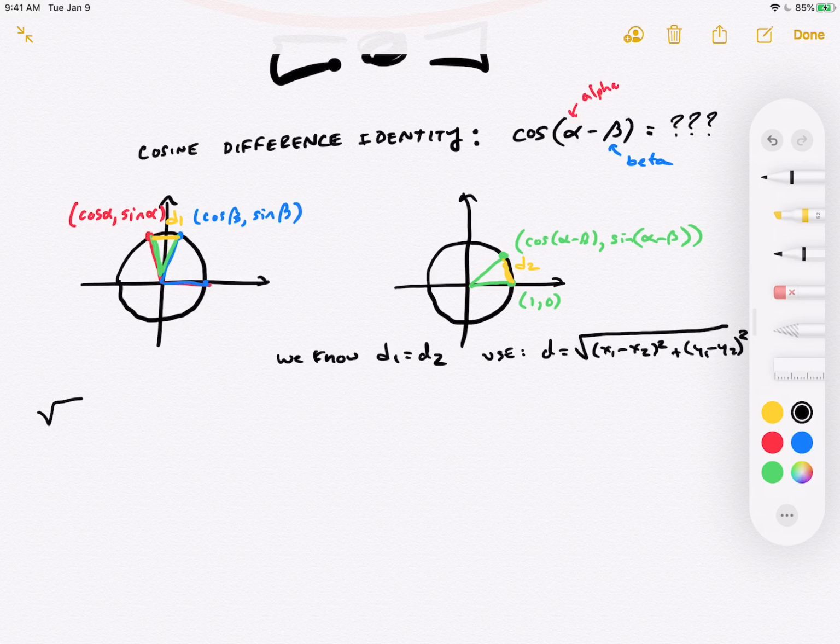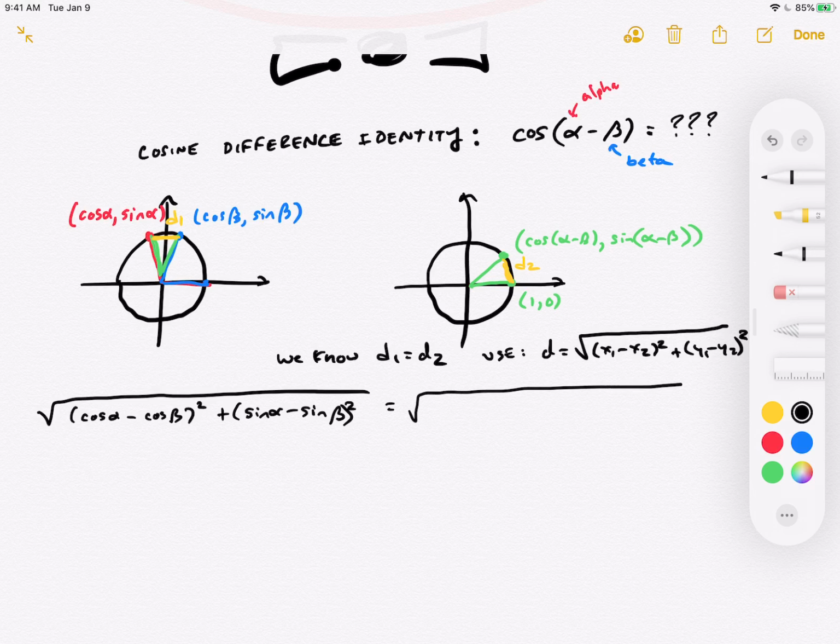When I do it on the left here, I get a big square root. I'll get cosine alpha minus cosine beta squared plus sine alpha minus sine beta squared. And on the right, my x-coordinate difference would be cosine of alpha minus beta minus 1 squared plus sine of alpha minus beta minus 0 squared. Okay, so you made a big mess on the page.